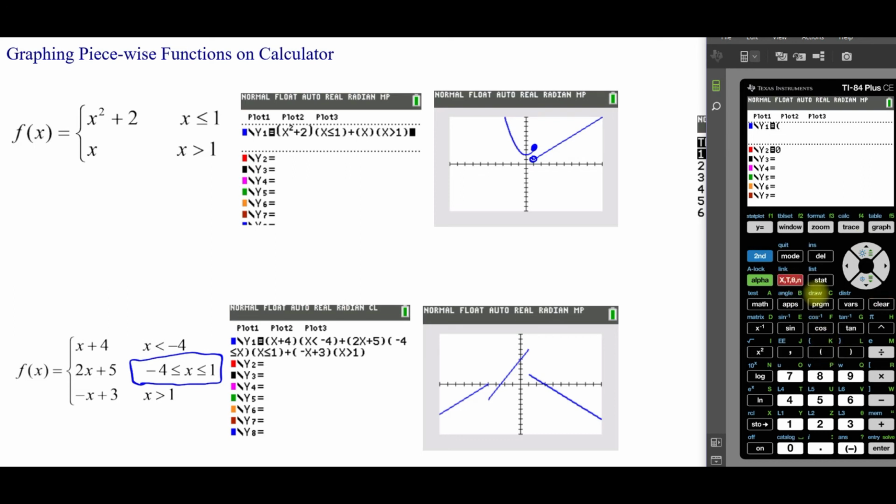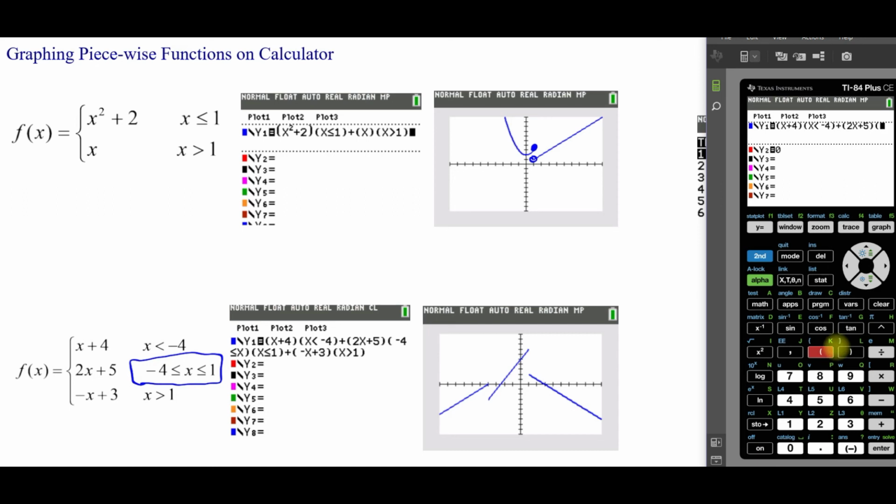So we're going to go parenthesis, and we're going to do the x plus 4. Then that domain restriction, which is x is less than negative 4, plus, and then we're going to put the second expression in. So I've got the 2x plus 5. Close the parenthesis, and then here is where we have to be careful.